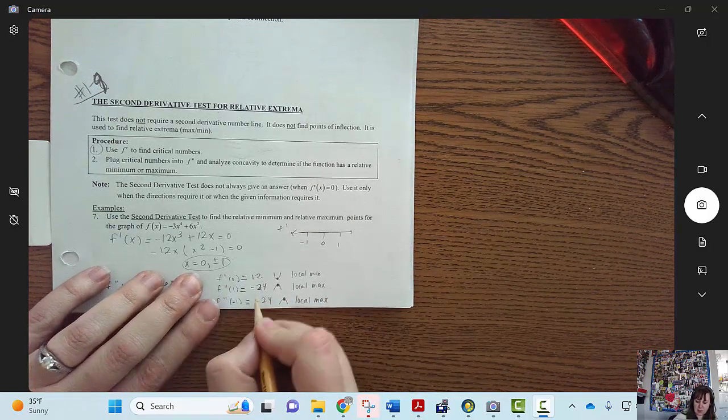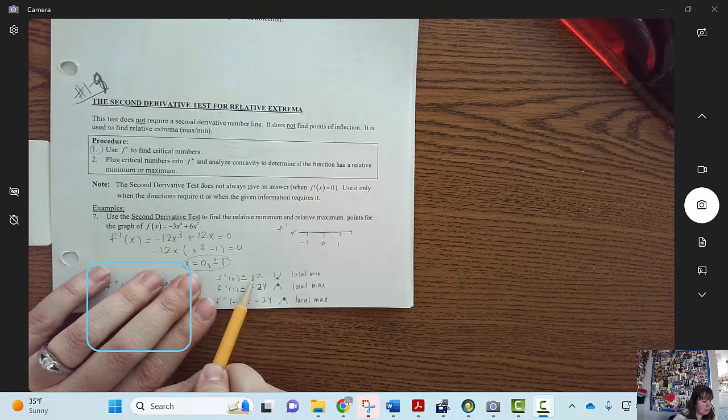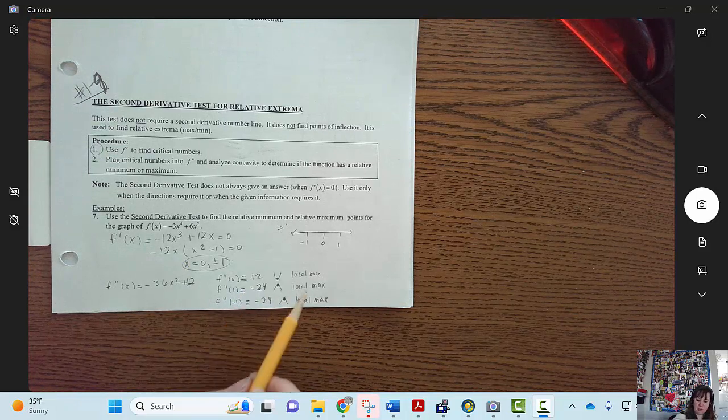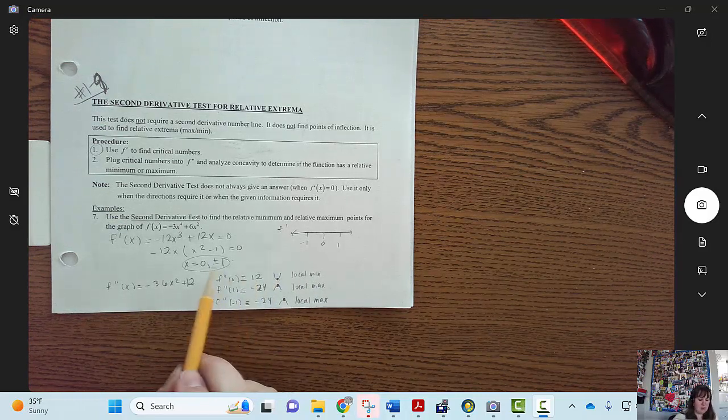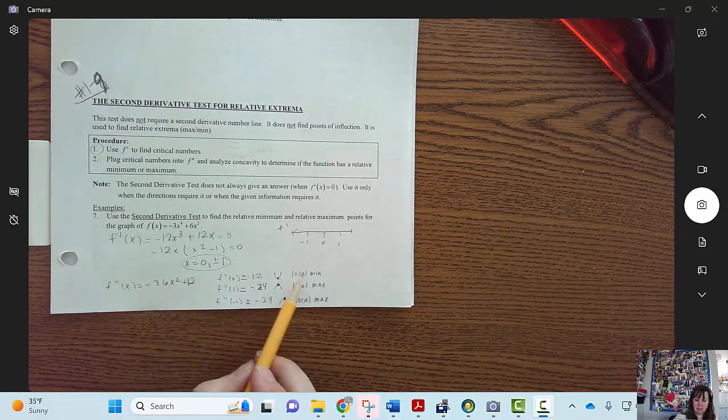Now, as a student, this felt a little backwards to me because I got a positive out of the second derivative, which meant I got a local min. So I spent a lot of time drawing the picture to make sure I understand that when I have a positive second derivative and it's a candidate for a min or max, that would be a min.